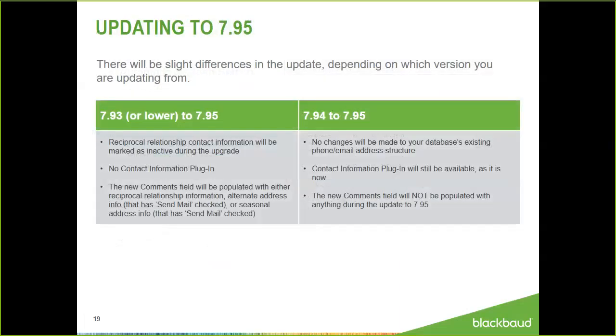There will be slight differences in the update to 795 depending on which version you're updating from. If you're updating from 793 or lower, reciprocal relationship contact information will move to the Bio1 tab during the update and will be marked as inactive. There will be no contact information plugin, which is something we made available to those that updated to 794.